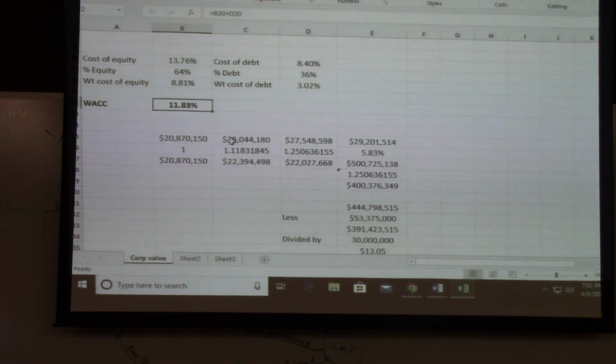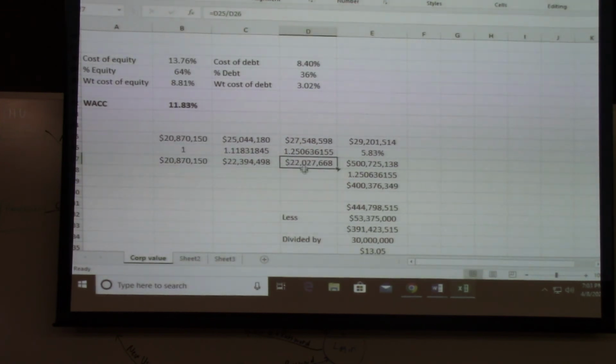We take our free cash flow estimate for next year and the year after, and we find the present value by dividing by 1 plus the WACC, and 1 plus the WACC raised to the second. And so we find that the present values of the two cash flows are $22,394,000 and $22,027,000. This is the present value of our free cash flow for 2006 and 2007.